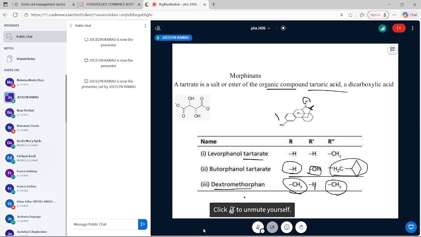So there is a structure we can discuss, butorphanol, which is very similar to this, but it is an analog of morphine. Butorphanol is an analog of the morphinan. There's a compound we discussed, and we said it is a mixed agonist antagonist. You can't remember?